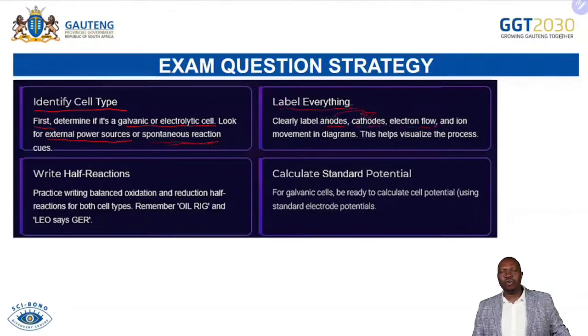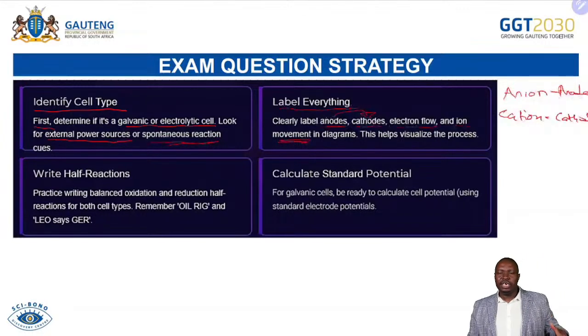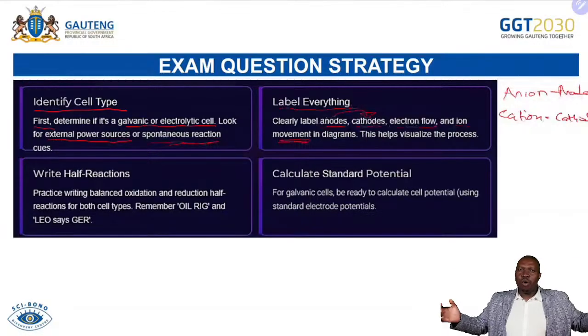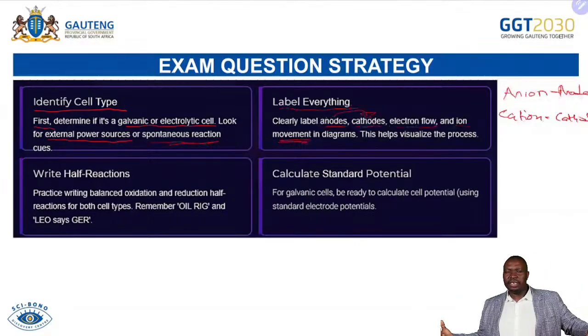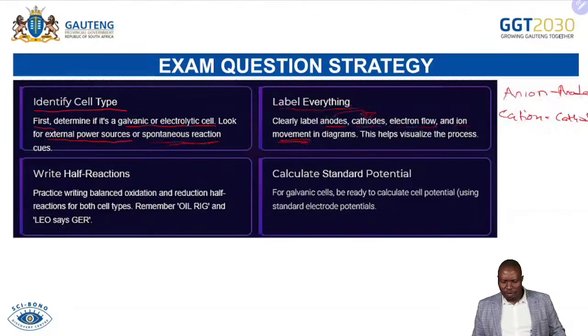So that is the third thing you look for, electron flow. And then you look for ion movement. Remember, the negative ions, the anions, always move to the anode. The positive ions, the cations, always move to the cathode. So always look for that to say, okay, this is a positive ion, it must go to the cathode. This is a negative ion, it must go to the anode. And this happens for both galvanic and electrolytic cells: anions to the anode, cations to the cathode all the time.